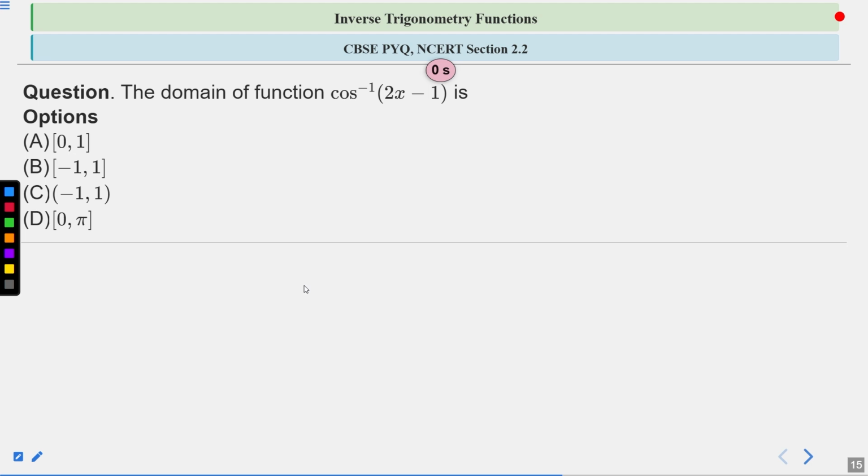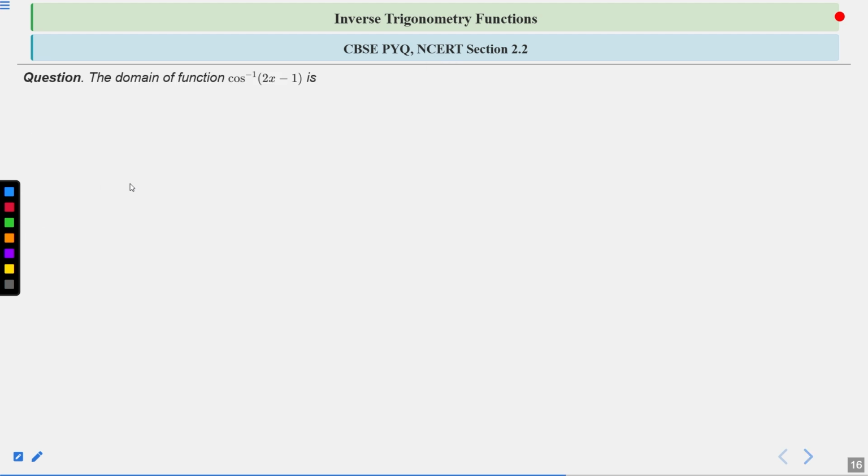Okay, let us move to the solution part. So our options are: option A is 0 to 1, option B is minus 1 to 1, option C is minus 1 to 1, and option D is 0 to pi, right? So let us see. We basically have to find the domain of the function cos inverse (2x minus 1), right? So our correct answer is 0 to 1, right? Clear?